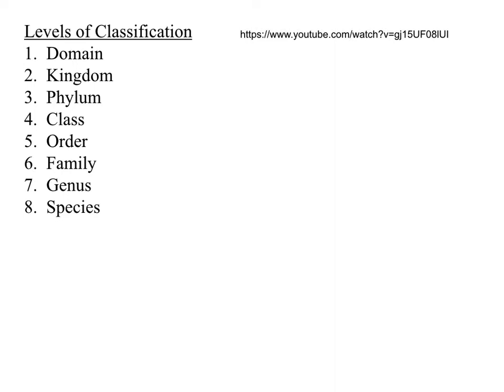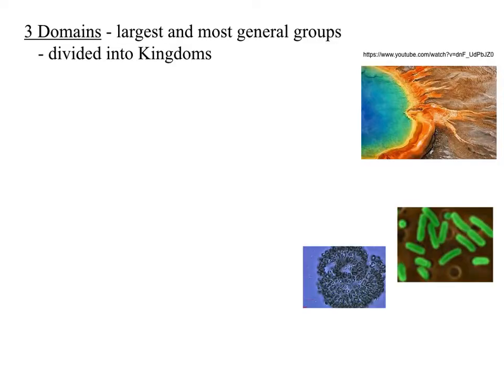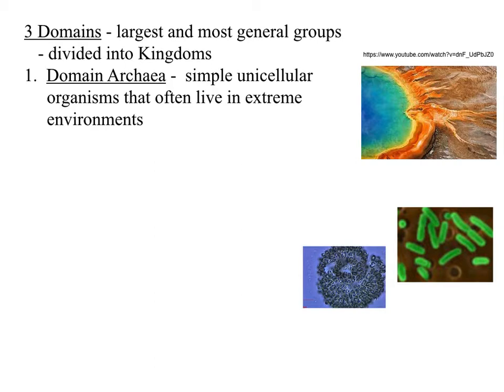So we're going to talk about the domains and the kingdoms. The largest groups, the most general groups, are the domains. And there are 3 of those domains. Domains, again, get divided into kingdoms. The first domain is domain Archaea. These are simple unicellular organisms often found living in really extreme environments, like volcano vents or ocean vents or places where other things can't survive. Geysers, things like that.